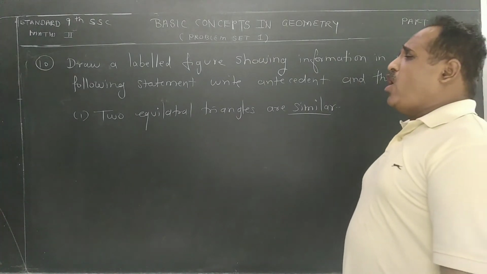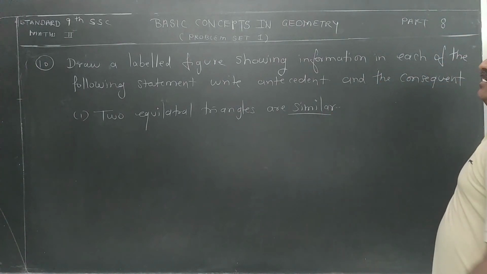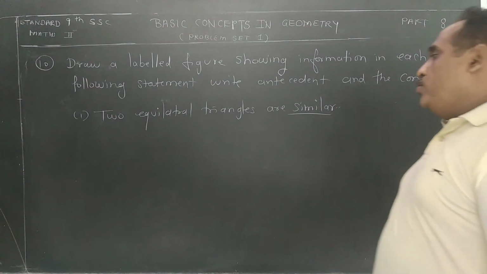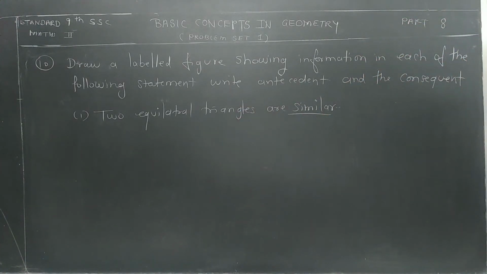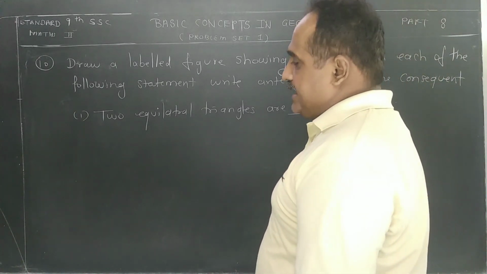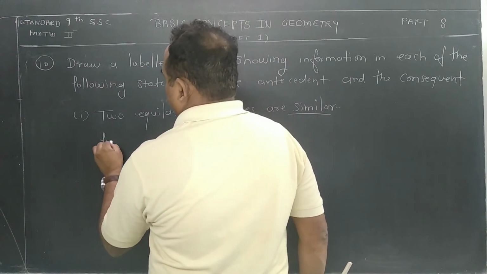The triangle which has all sides equal is called what? Equilateral triangle. And here similar means they have equal shape but different sizes. We are going to study it in detail, but this time, two equilateral triangles. So first of all, the triangle having equal sides is called what? Equilateral triangle. So I am going to draw a figure.